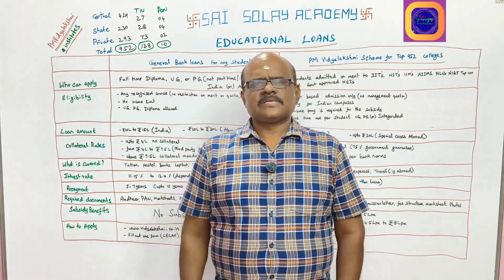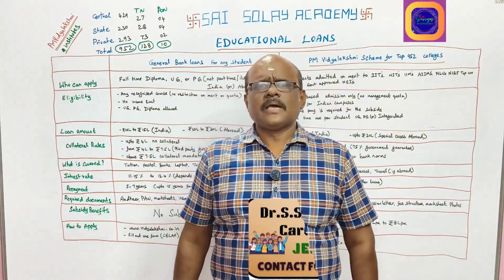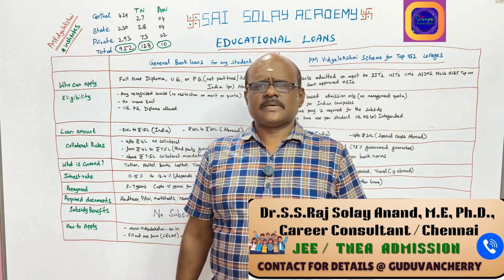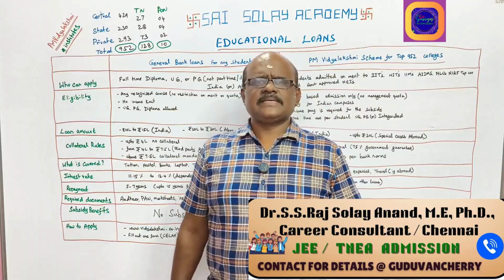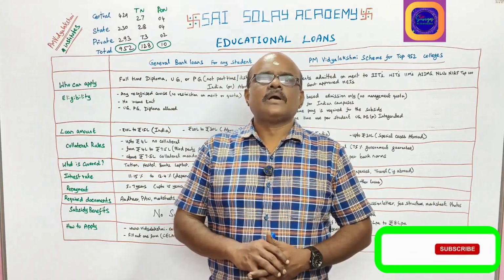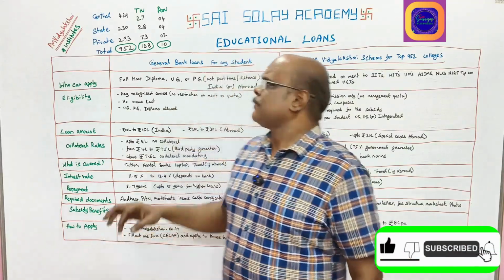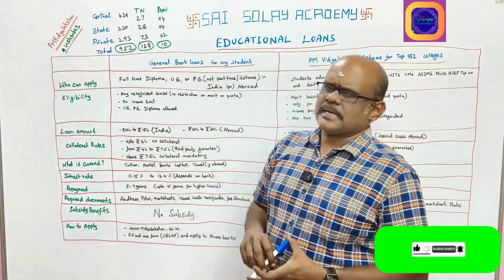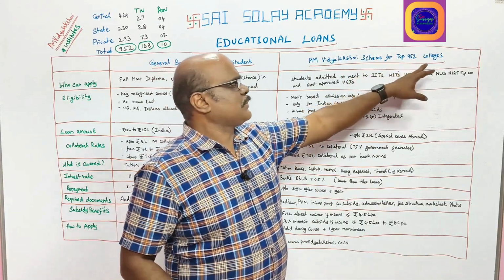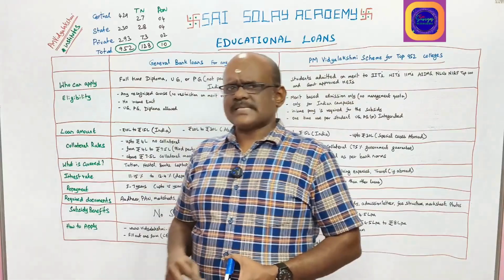There is a difference between scholarship and education loan. In case of scholarship, most scholarships will be covered for the first year alone. For the remaining subsequent years, for a financial source, we can go for availing education loans. The different types of education loans are: the first one is general bank loans, which any student can avail, and the second one is the PM Vidyalaxmi scheme for top 952 colleges. We'll brief about these two schemes in today's lecture.